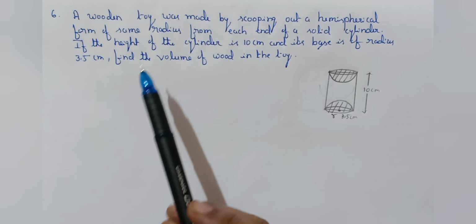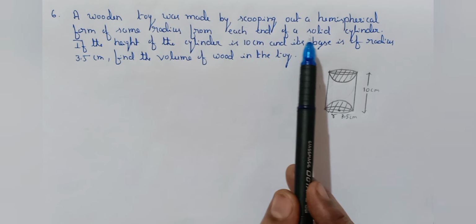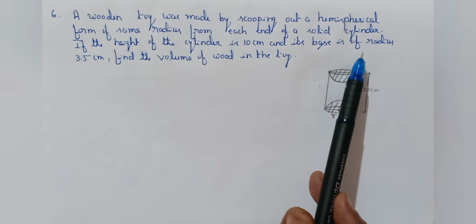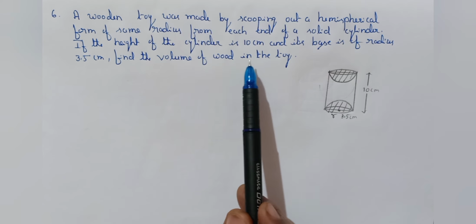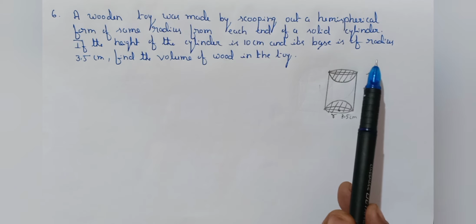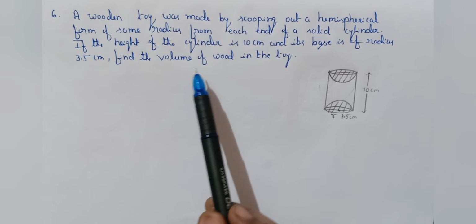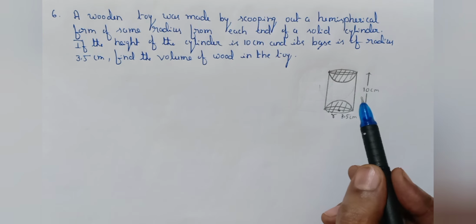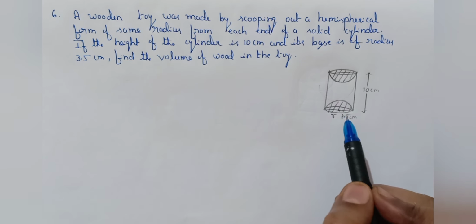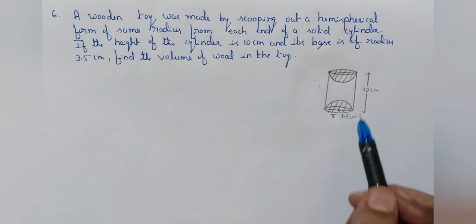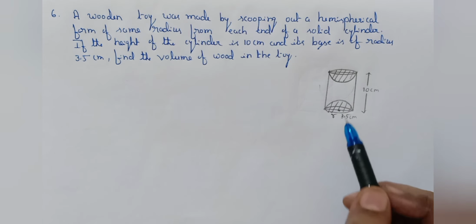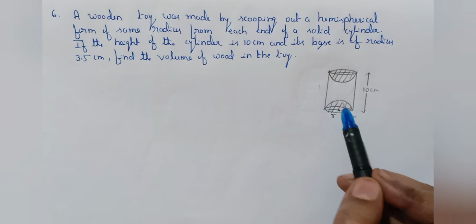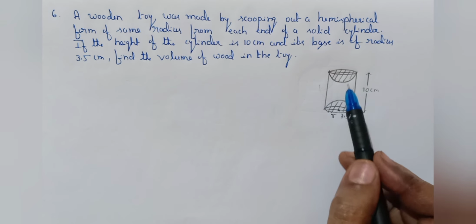Next question. A wooden toy was made by scooping out a hemispherical form of same radius from each end of a solid cylinder. If the height of the cylinder is 10 cm and its base is of radius 3.5 cm, find the volume of the wood in the toy. Here, a hemispherical form is scooped out from both the ends of a solid cylinder. If you subtract the volume of the two hemispheres from the volume of the cylinder, that gives the volume of the wood in the toy.